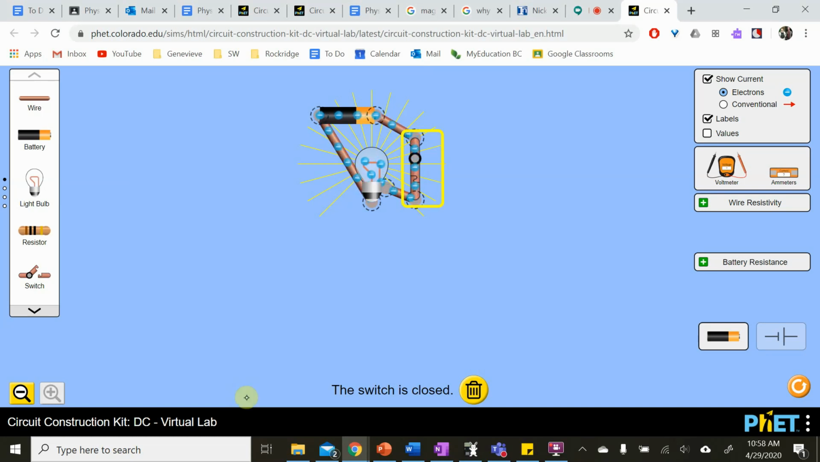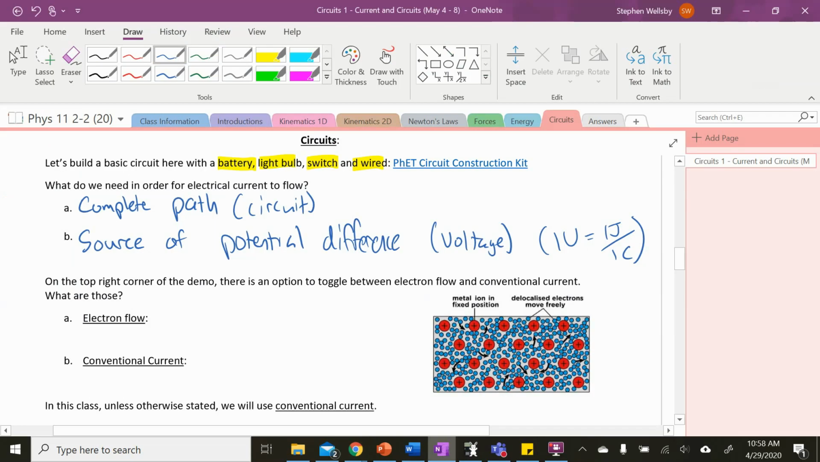And let's go over it in the top corner here. So this is electron flow. And you can see the electrons are flowing counterclockwise around the circuit. Let's switch it to conventional current. And now you'll see that conventional current is showing these arrows moving in a clockwise direction as opposed to a counterclockwise direction. So they are flowing in opposite directions. Let's go back to our sheet here.